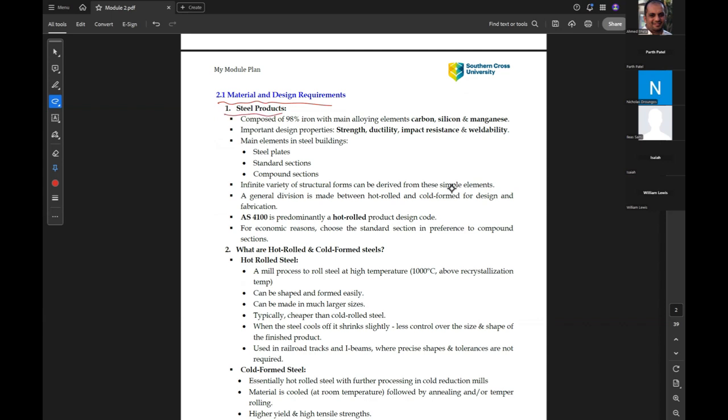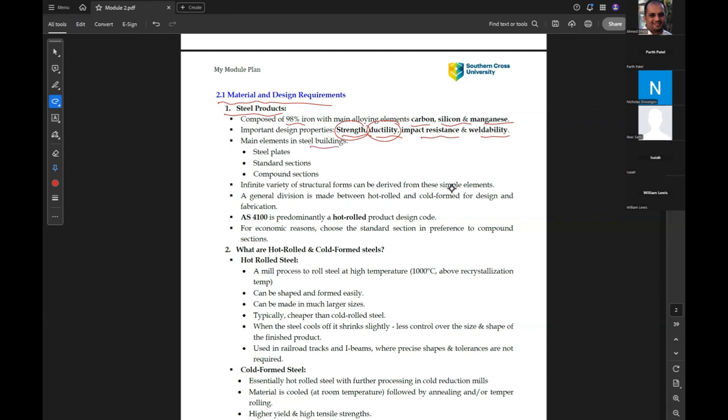So the steel products, as you know, are mainly from iron and can also contain some other material to strengthen the steel, which is carbon or silicon or manganese. The important properties of steel are strength, ductility, impact resistance, and weldability. And as you know, the most important properties of steel are ductility and high strength.